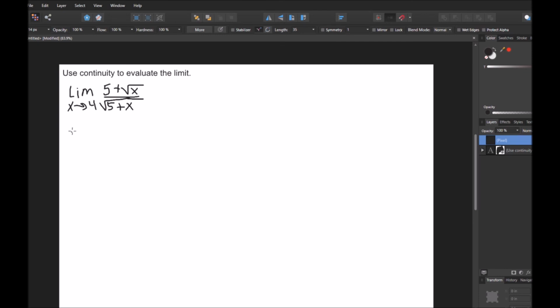Okay, so in this next question we are asked to use continuity to evaluate the limit. And the limit we're given is the limit as x approaches 4 of 5 plus the square root of x over the square root of 5 plus x. Now, I can just directly substitute 4 in for x because it's not going to equal 0 in the denominator. We're not going to have any problems as far as that's concerned. So I'm just going to directly substitute 4 for x. So I'm going to have 5 plus the square root of 4 over square root of 5 plus 4. Now, square root of 4 is 2, so I'm going to have 5 plus 2 over square root of 9.